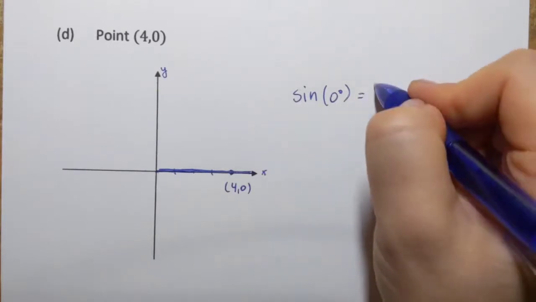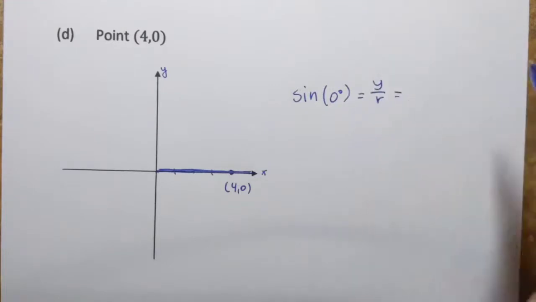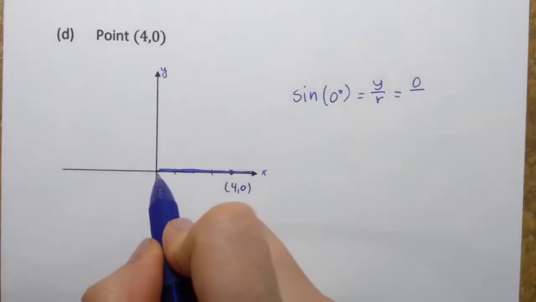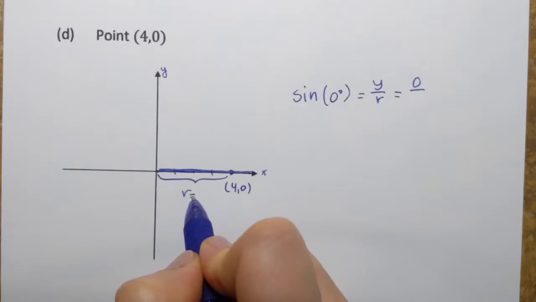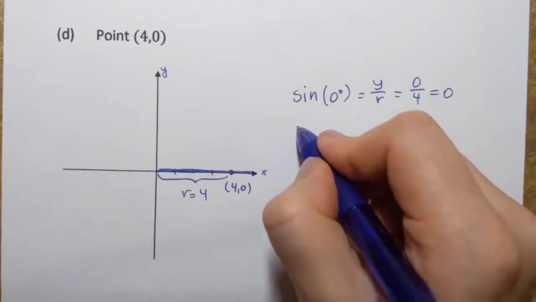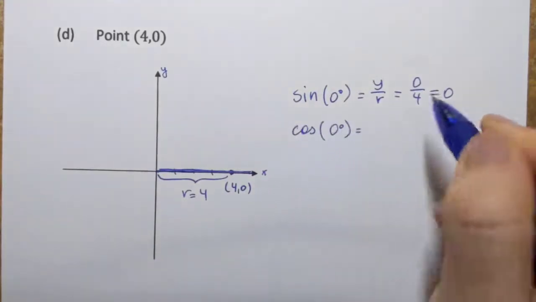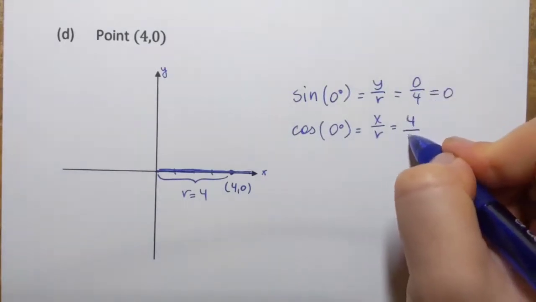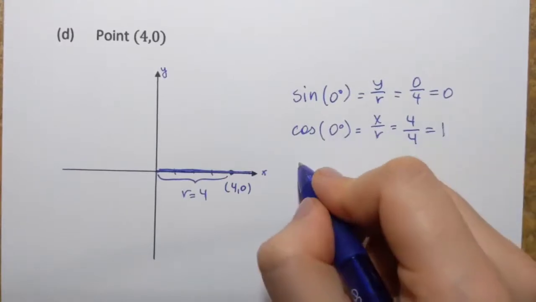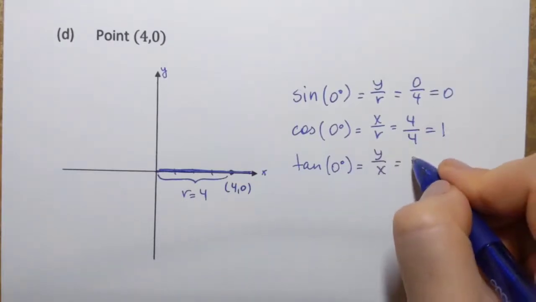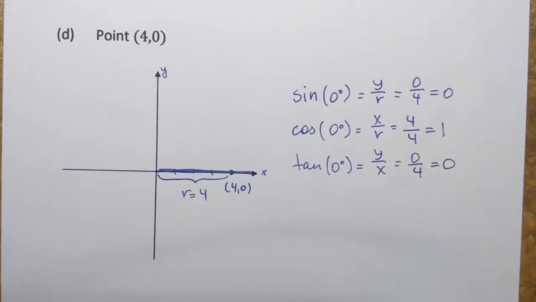So sine is y over r. Now y is the y coordinate, that is 0. And r is this distance, r, and obviously it's 4 units, right? r equals 4, so 0 over 4 is 0. Cosine of a 0-degree angle is x over r. It's 4 over 4, that is 1. Tangent is y over x, that is 0 over 4, that's 0.